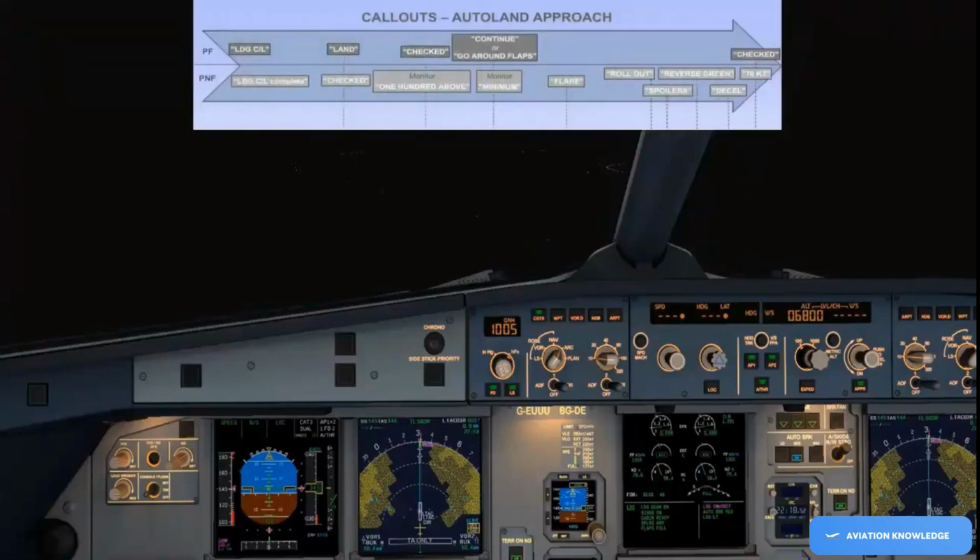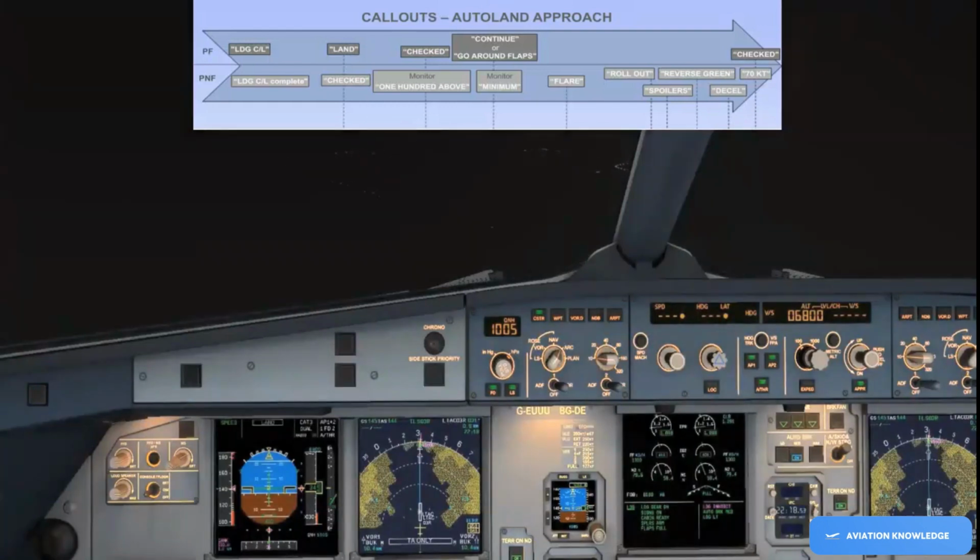Landing checklist. Cabin crew advised. Auto thrust, speed. Auto brake medium. ECAM memo: landing, no blue. Landing checklist completed. Land. Checked.